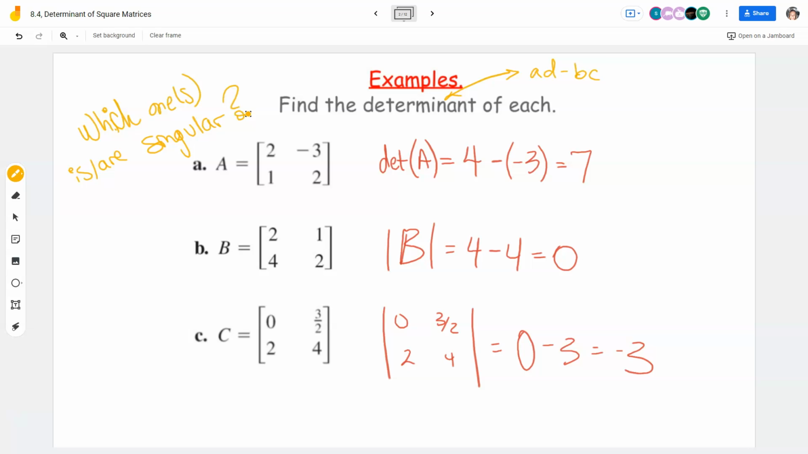Who figured out a definition for singular before I totally get your attention? Who can tell me what singular means? It's not square. It doesn't have an inverse. Doesn't have an inverse. Forever alone, doesn't have an inverse.